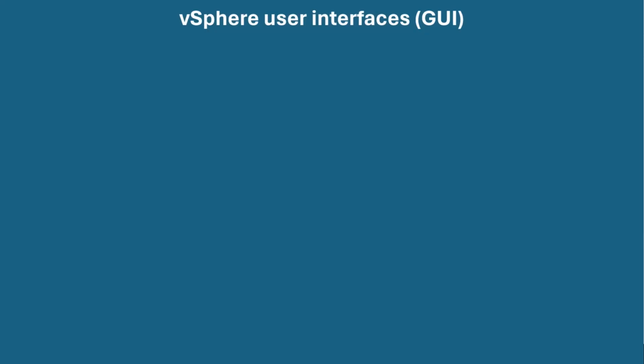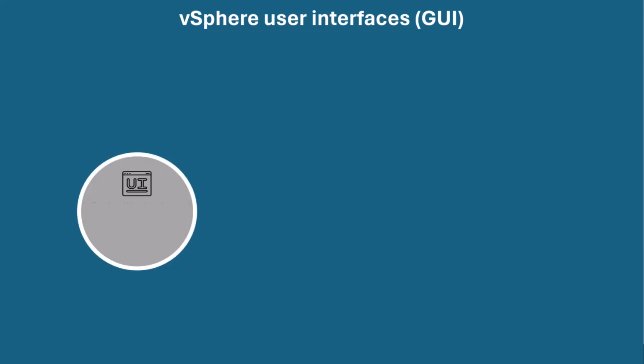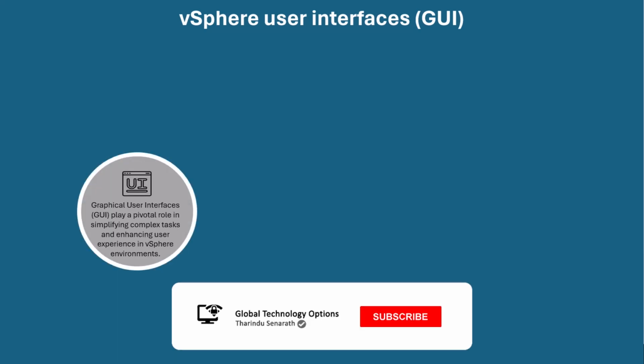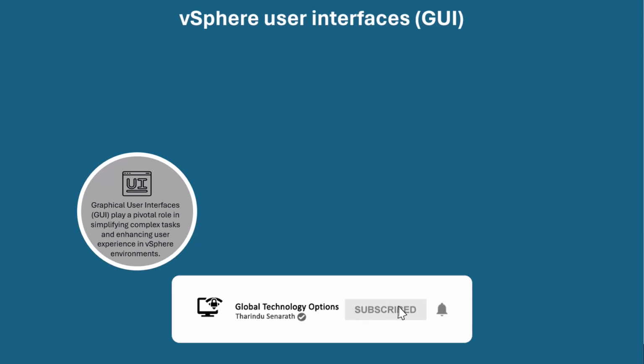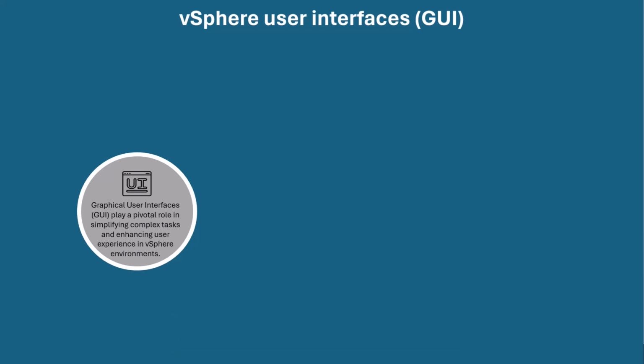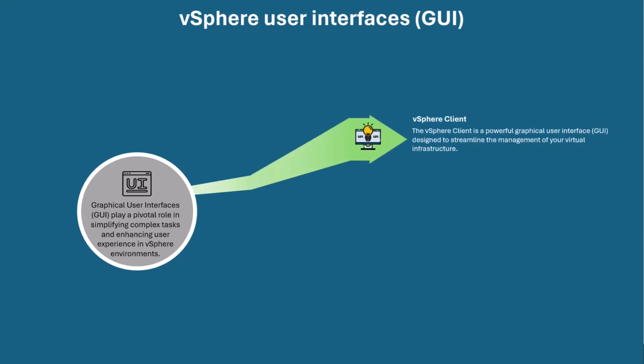In this first segment, we'll uncover the significance of graphical user interfaces in managing and navigating your vSphere environment. Graphical user interfaces play a pivotal role in simplifying complex tasks and enhancing the user experience in vSphere environments. The vSphere client is a powerful graphical user interface designed to streamline the management of your virtual infrastructure. It offers a comprehensive suite of features and functionalities to simplify administration tasks.